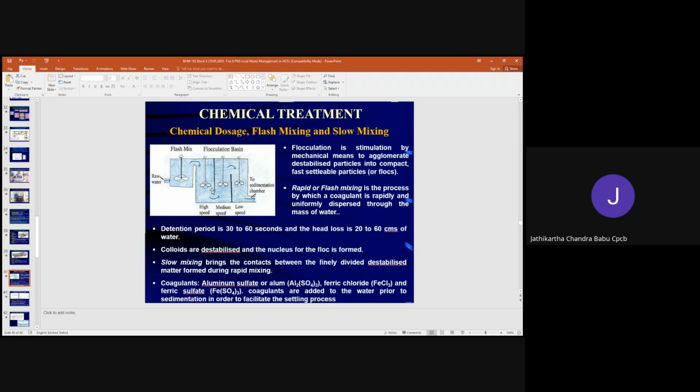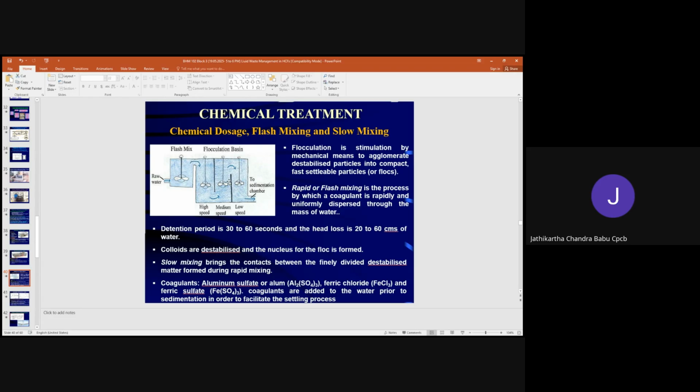The solids which are in suspended form in the waste will come closer and closer, thereby the specific gravity of the particles will increase. Then they will try to settle on their own by means of gravity. Therefore, after flash mixing with the chemicals, it will go to the slow mixing tanks where flocks are formed.